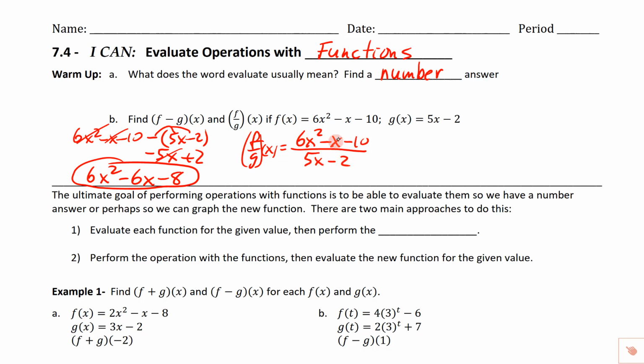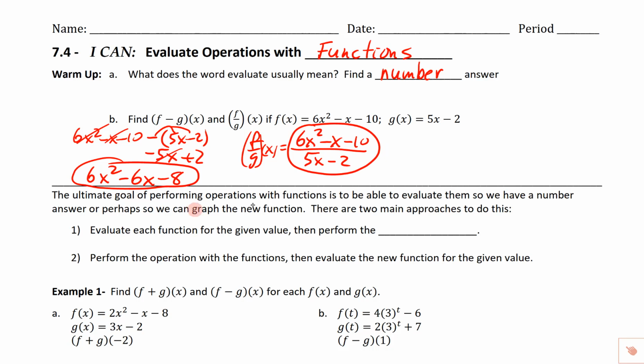Gosh, could I even cancel off this x with that x or this x with that x squared? Remember, we can only cancel factors, we can't cancel terms. And each one of these that we'd love to cancel, they're all terms. None of them are factors. We'd have to be able to factor this in order to simplify it. So that right there is the answer to that one.